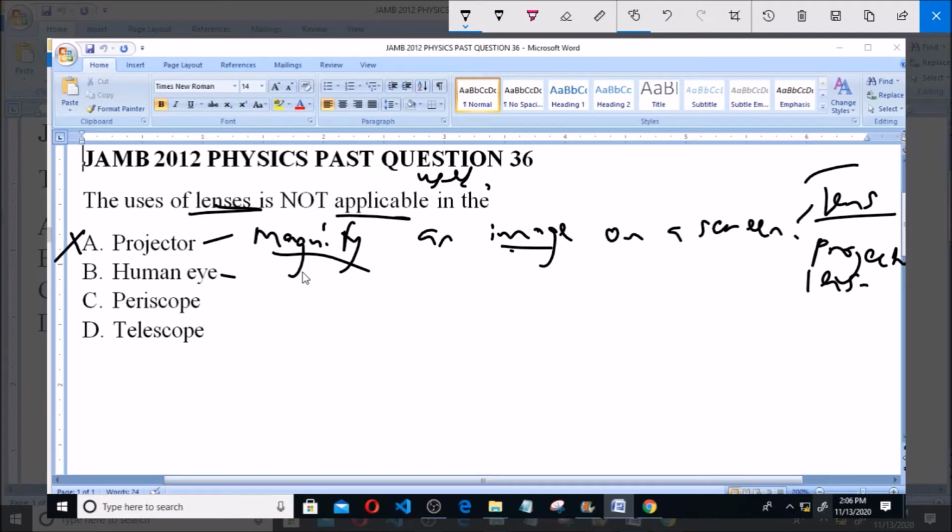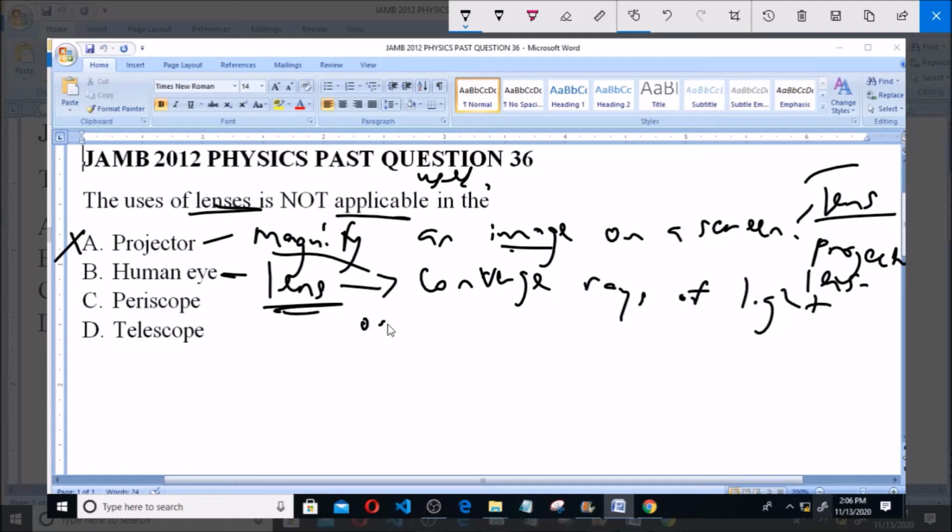Now B says human eye. Among the parts of the human eye, the lens is actually a part of the human eye, and its function is to converge rays of light on another part of the eye called the retina. So it converges those rays of light on the retina so it can be sensed and interpreted by the brain. So the lens is applicable to the human eye. And also aside from that, various lenses are used to correct eye defects in humans. So lens is applicable, and so it is not the answer to this question.